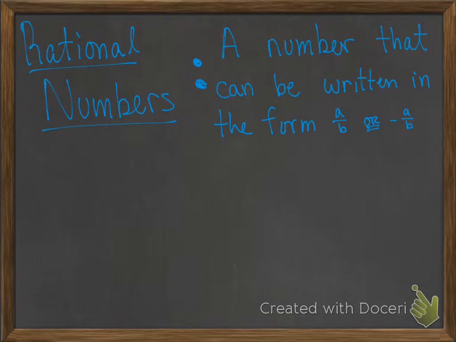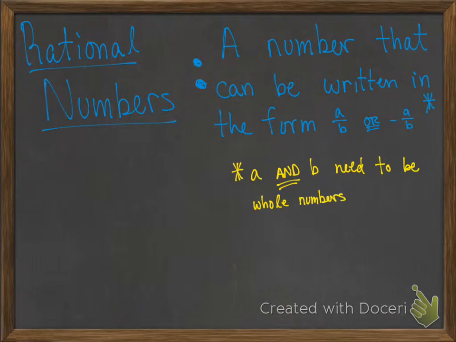Well, a rational number is a number that can be written in the form a over b or negative a over b, okay? So we have a little asterisk here. There are conditions on what a and b can be. So first rule, a and b need to be whole numbers, okay? The second rule is that b cannot be 0.